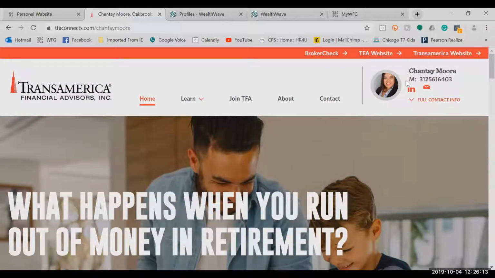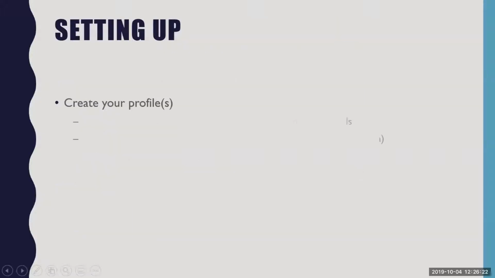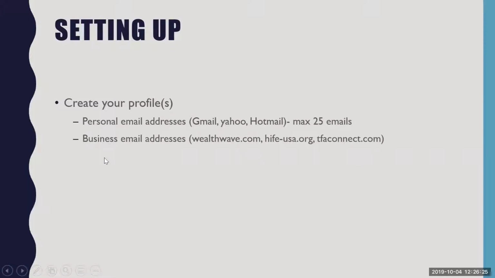I just want to pause real quickly and go back to the presentation here. So when we're looking at setting up, you want to create your profile. Two things to mention. Like I said, you can use a personal email address or a business email address. Two things I want to highlight here: remember, this is a system to send bulk email messages. It doesn't have to be bulk email. You can send it to one or two people, but generally when I'm sending out a campaign, it's to a lot of people. But if you use a personal email address, like Gmail, Yahoo, or Hotmail, you can only send 25 emails at a time.